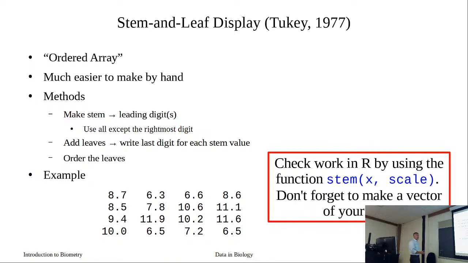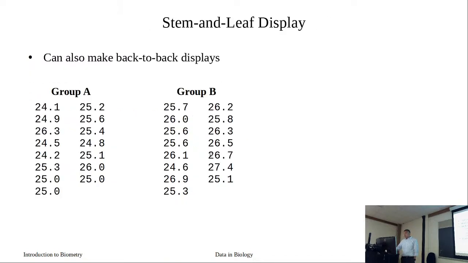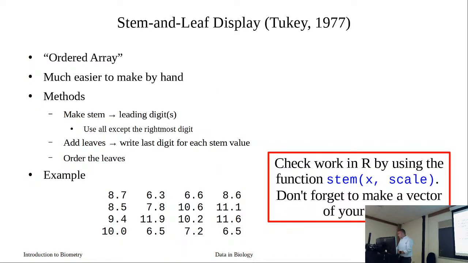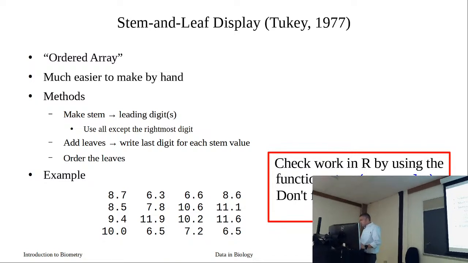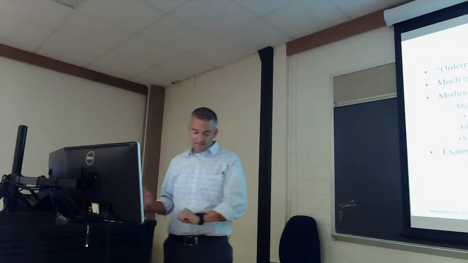It's super easy to make by hand because all we're going to do is first make our stem, which are the leading digits, and then add the leaves, which are the last digit in our number. Our stems are our groups, those are our bins, and how many leaves we have after that relays the frequency, the counts. I'm going to leave this up here and move over to that board to show you how I can make a stem and leaf display by hand.